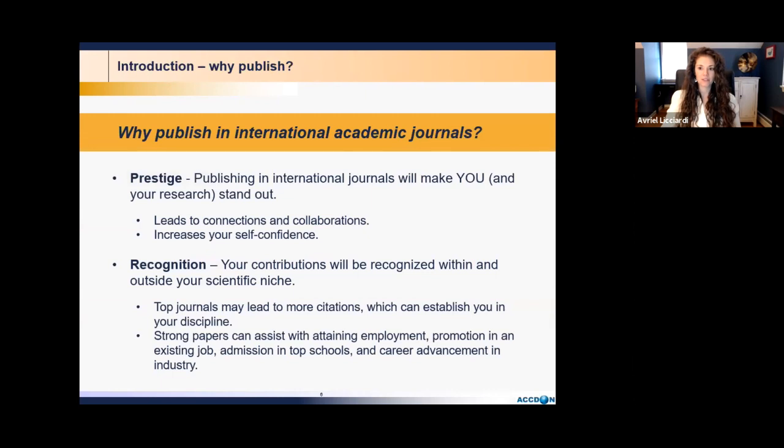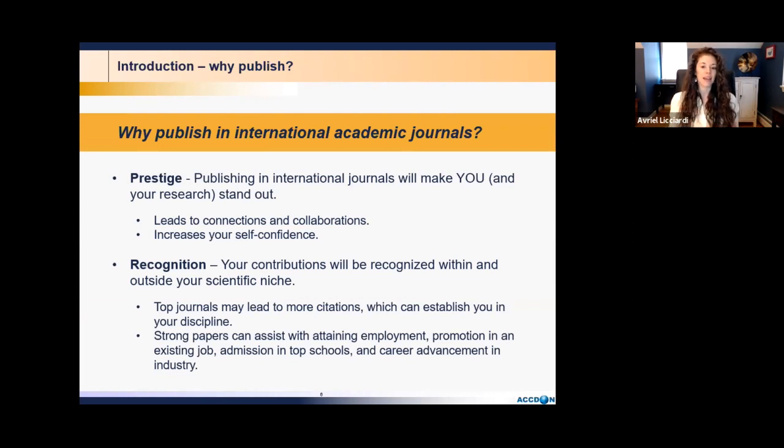So the first question is, why publish in international academic journals? There's kind of 4 points that I want to cover here. The first 2 are on this page. The first, of course, is prestige. Publishing in general makes you, and specifically the research that you're conducting, stand out. As a result of being published, this kind of puts you on the map.